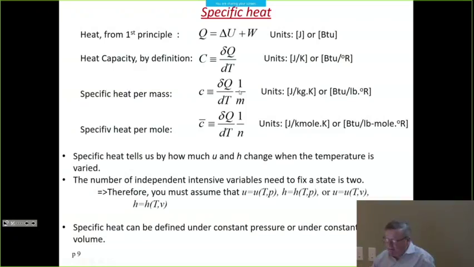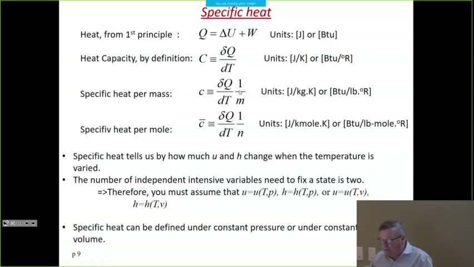So remember now that the number of independent intensive variables you need to fix a state completely uniquely is 2. So you can say U is a function of temperature and pressure, or temperature and specific volume. And you can arbitrarily replace these variables. So you can take U as a function of T and H, or H as a function of T and V, or T and U, and so on and so on. They can also be a function of the heat capacity. Since U is a function of pressure and temperature, so is the specific heat.